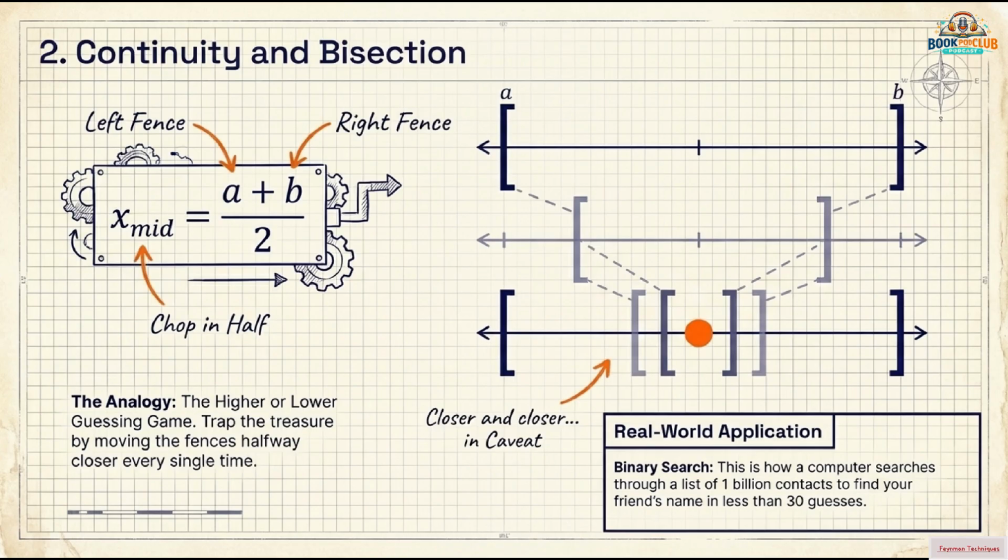Think about how a computer searches through a sorted list of like a billion contacts to find your specific friend's name. It doesn't just read them one by one. Right, that would take forever. It jumps to the exact middle of the list, asks, is the name I'm looking for higher or lower alphabetically, and then throws away the wrong half. That's amazing. Because of the power of exponential halving, a computer can find one specific name out of a billion in fewer than 30 guesses using this bisection method.